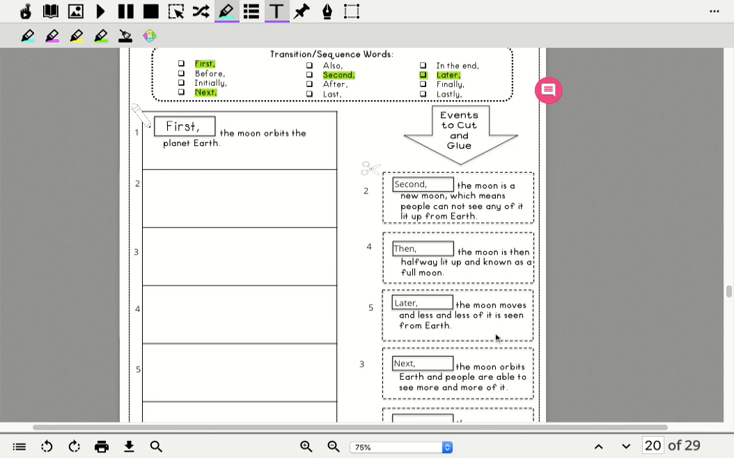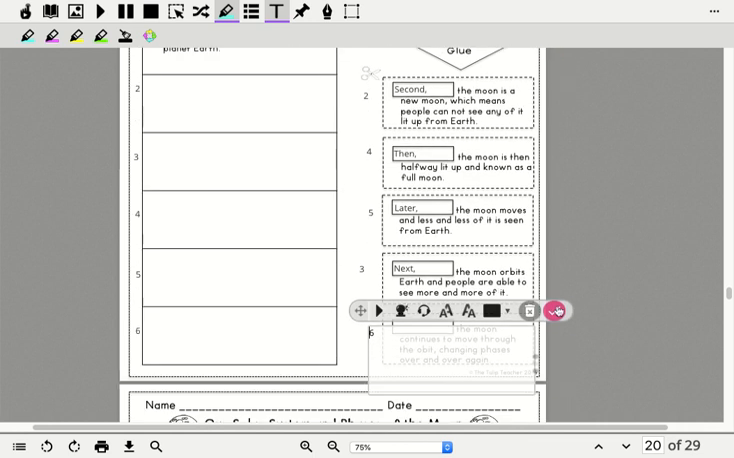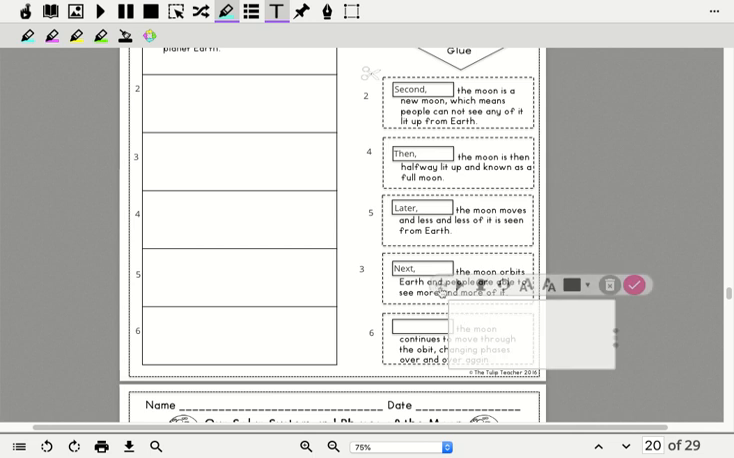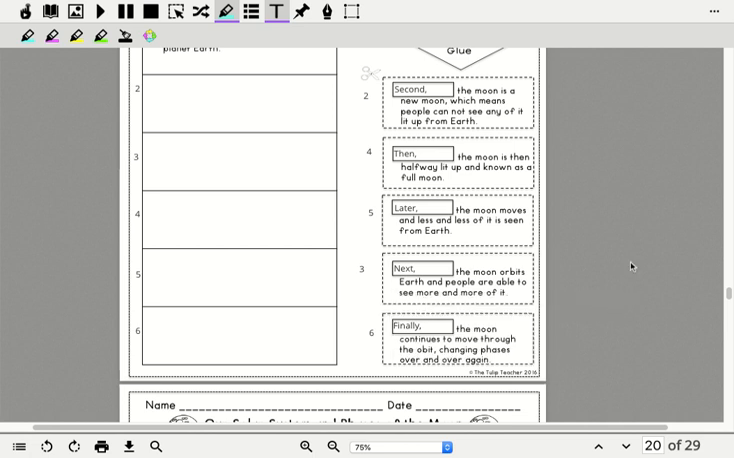And when I have a last step, I can put last. I can put finally. For this one down here, I am going to put the word finally, because it doesn't just talk about it being the very last. It tells you that it's continuing to move on. So I'm going to put finally. Okay? So that is how you do that sequence paper.